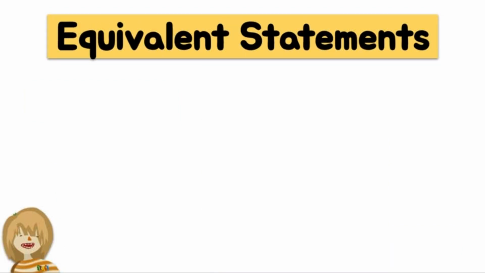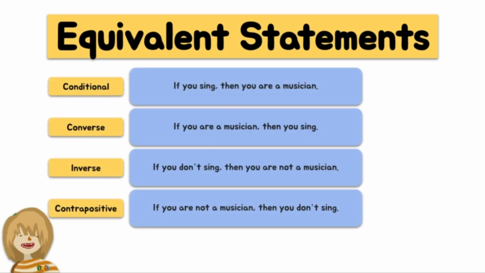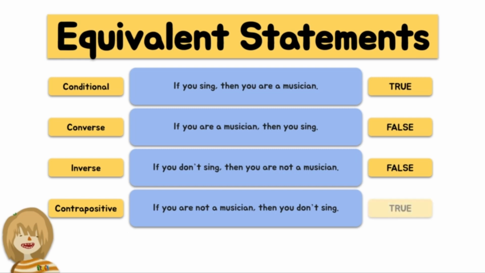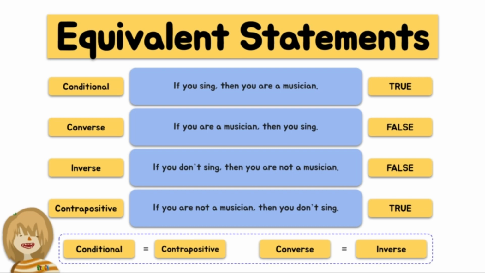Now let's talk about equivalent statements. Here are the conditional statement, converse, inverse, and contrapositive statements. The conditional statement is true, the converse is false, the inverse is false, and the contrapositive is true. A conditional statement and its contrapositive are equivalent statements. They are either both true or both false. The converse and inverse of a statement are also equivalent. This is very helpful for you to define each statement as true or false.